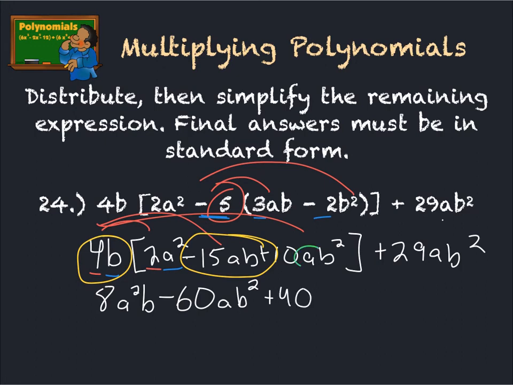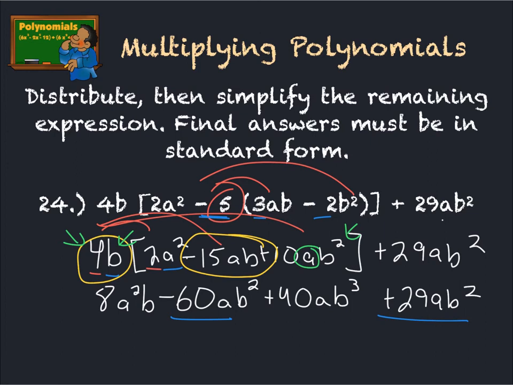We have an a here that we don't have here. So we're just going to bring the a down that we couldn't use the product rule with. And then we have this b here that we're going to multiply with b squared. So that's 2 plus 1, which would be 3. So that would be 40ab to the 3rd power. And we just bring down the plus 29ab squared and combine like terms. It looks like we can combine some like terms here. We have negative 60ab squared and positive 29ab squared. And that looks like the only term that we can combine.